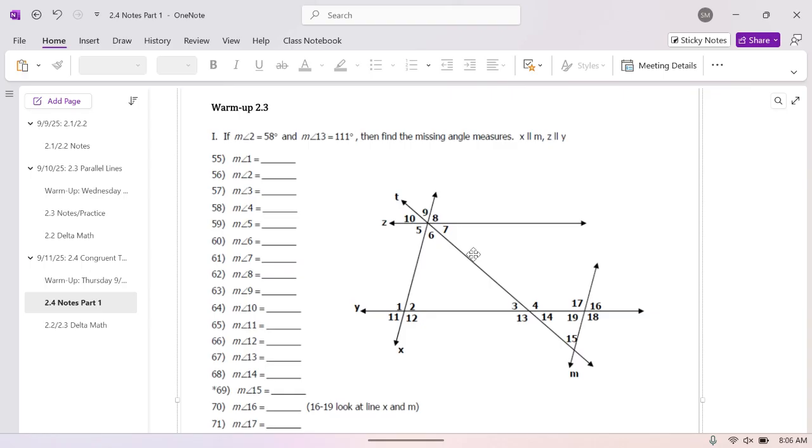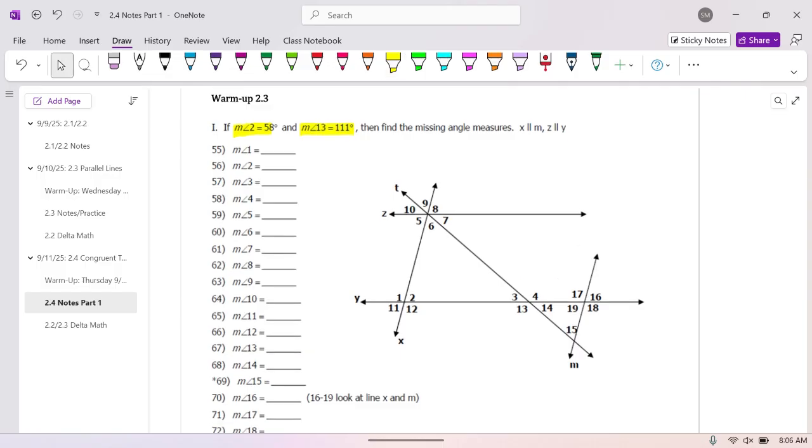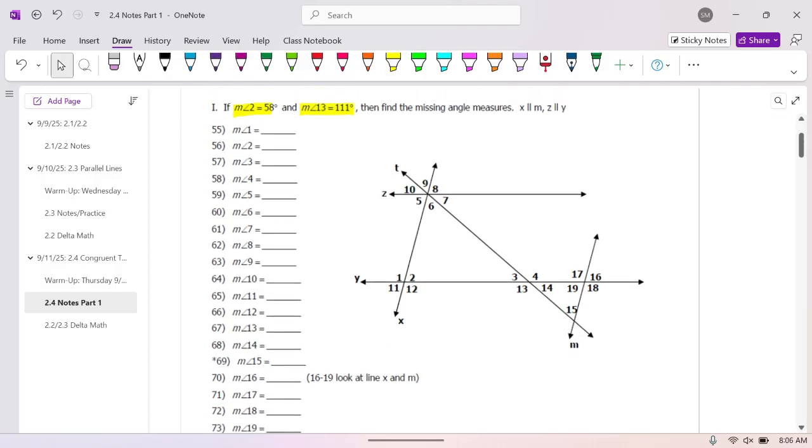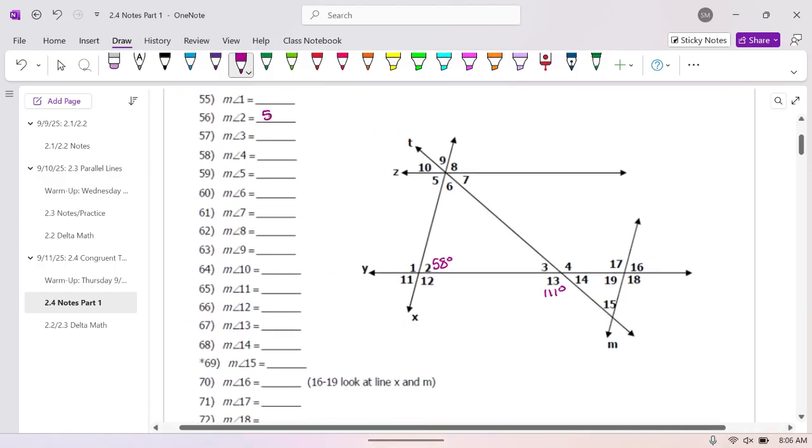So first things first, we're just going to label the ones that they gave us. So angle 2 is 58, angle 13 is 111. I'm going to label them over here because they already gave them to us.